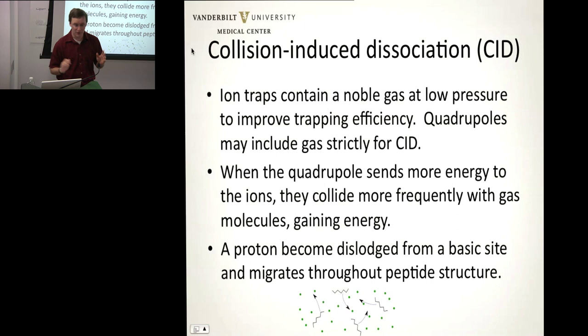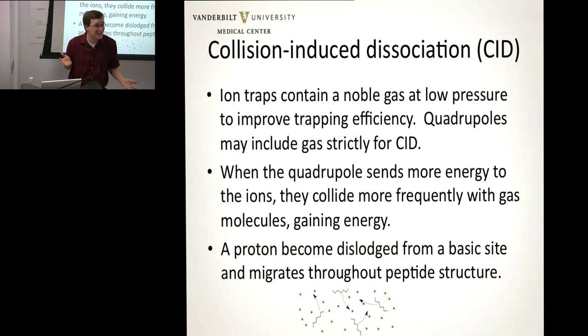Okay. There we go. So collision-induced dissociation is key to both of these processes because it's the means by which we produce fragment ions from a particular peptide. Now I want you to think of this as kind of a heating process. We've got a bunch of these ions all sitting in the trap at the same time, and there's always gas in the trap, so this is not a surprise to the ions.